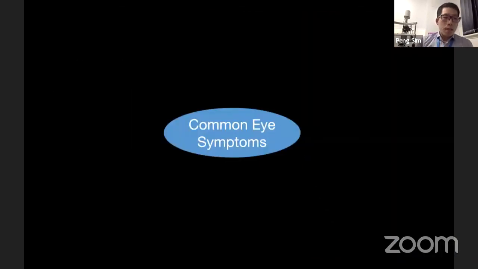So can anyone tell me what are the most common eye symptoms? You probably will have encountered this yourself if you've done any or are doing any at the moment. Can anyone just type a few in the chat box?